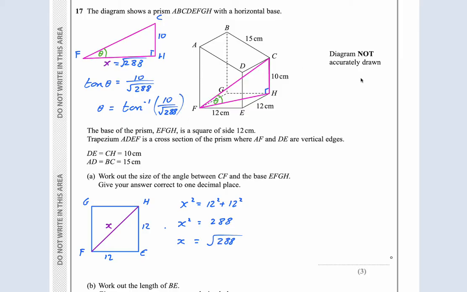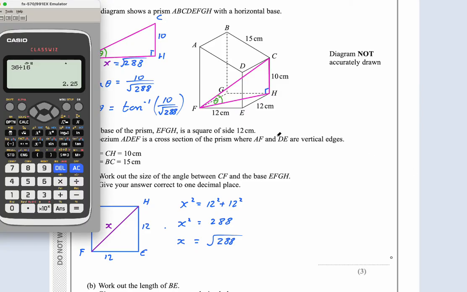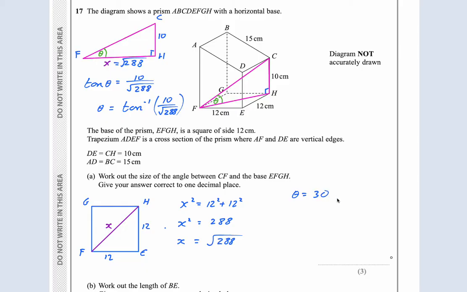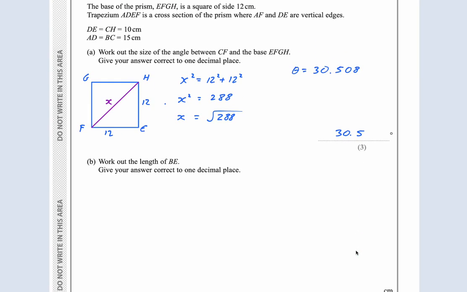And the answer, well, I'm definitely going to use my calculator. It's the inverse tan. So I do shift tan. I'll do this, and it's 10 over the square root of 288, close brackets, enter, and it's 30.508. So theta equals 30.508. He wants it to one decimal place, which is just 30.5 degrees.